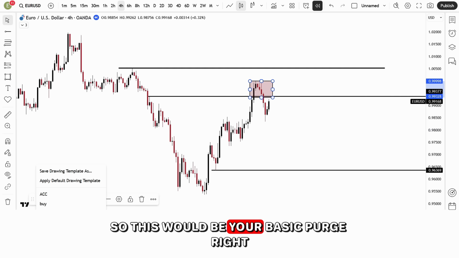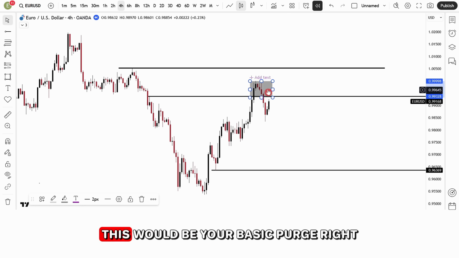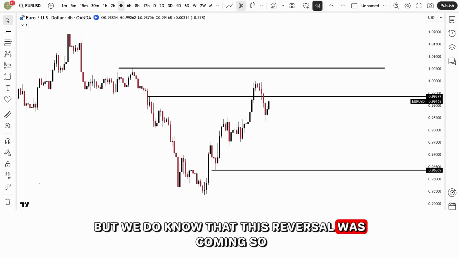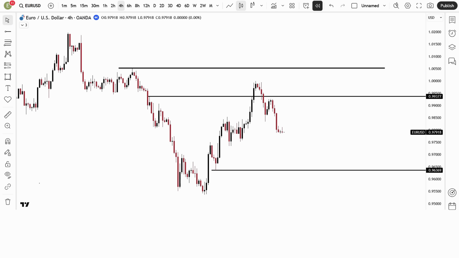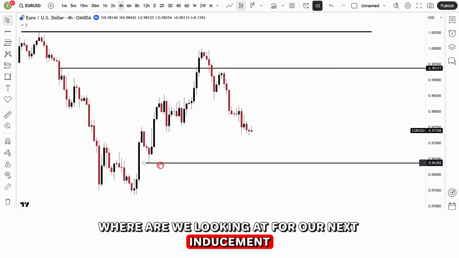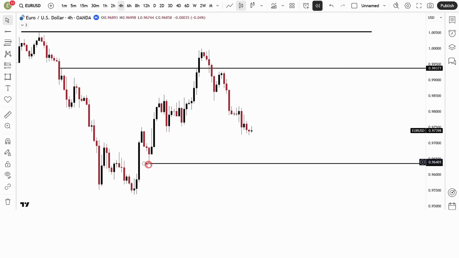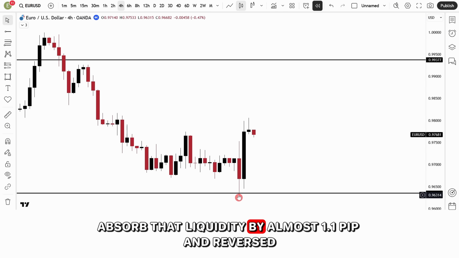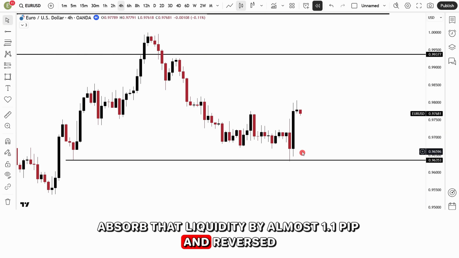So this would be your basic purge, right? It absorbed liquidity and came back inside the range. Again, we don't know how deep price will drop, but we do know that this reversal was coming. And price dropped pretty deep. Where are we looking for our next inducement? At this zone. Price got close, absorbed that liquidity by almost 1 pip, and reversed.